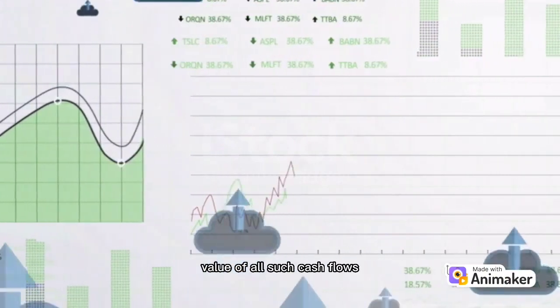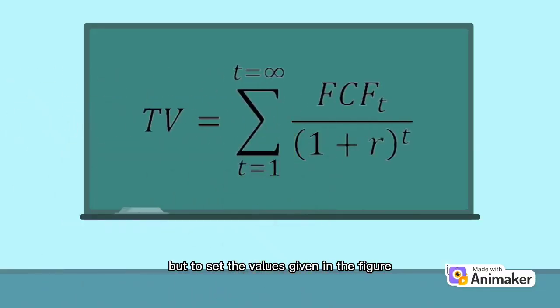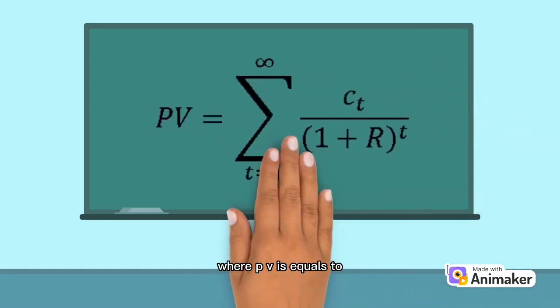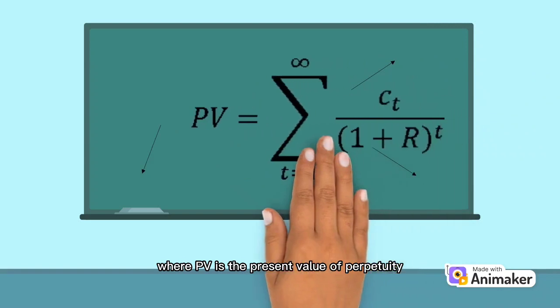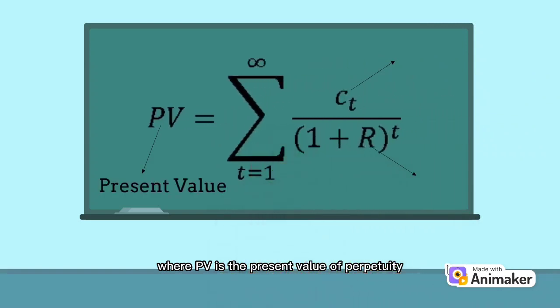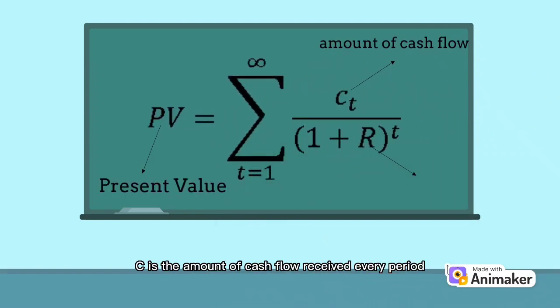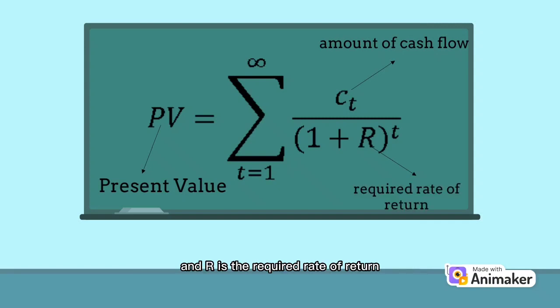Following the point at which we can predict future cash flows, the terminal value displays the current present value of all such cash flows. But to suit the values given in the figure, we will replace the variables in the formula with those that are in the figure, where PV is equal to the summation of t equals 1 to infinity of c sub t over (1 plus r) raised to t, where PV is the present value of perpetuity, c is the amount of cash flow received every period, and r is the required rate of return.